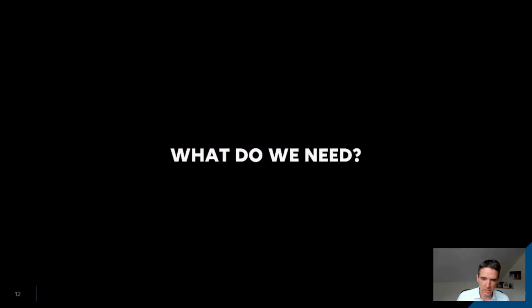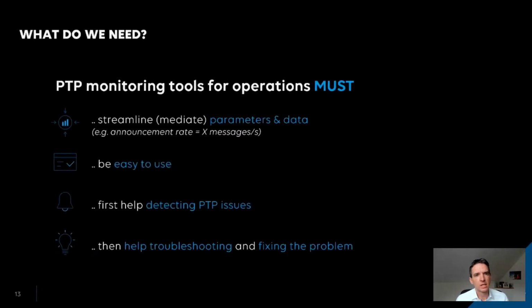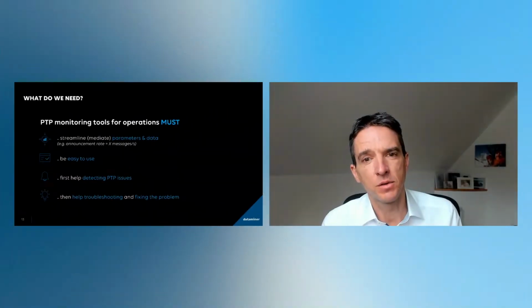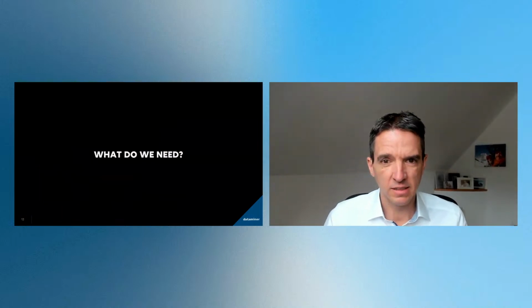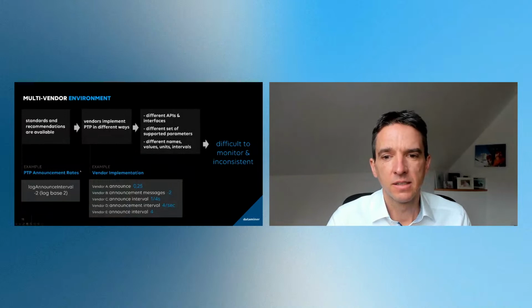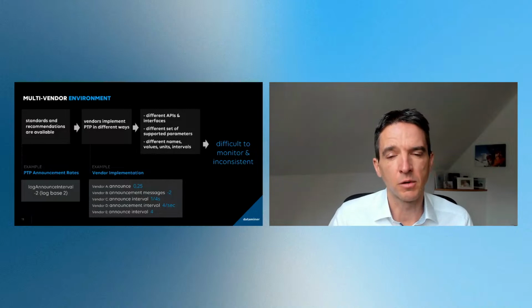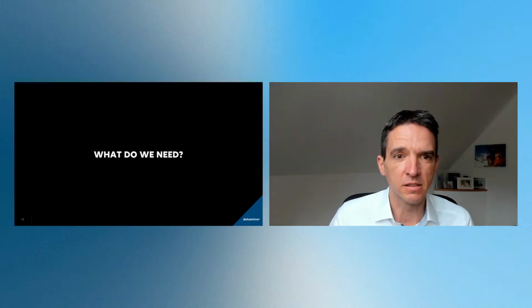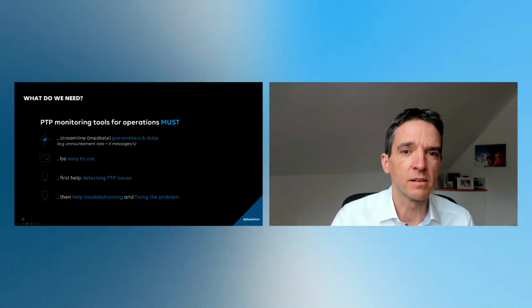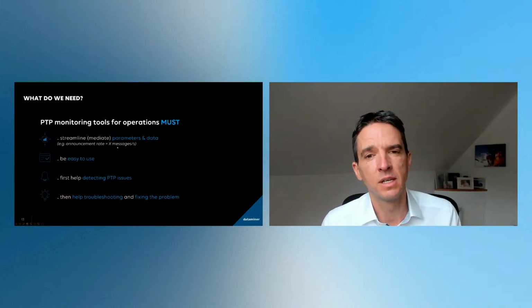So what do we need to monitor PTP? We need PTP monitoring tools for operations that streamline what we say immediate parameters and data. For example, when I go back 2 slides here, that the same thing will be shown in the very same way to avoid those confusions coming from the fact that different vendors implement things in a different way. For example, the announcement rate, I want to see in something human readable, not in a log value. I want to see something like I have X messages, 4 messages per second. This is my setting on a PTP grandmaster or boundary clock.